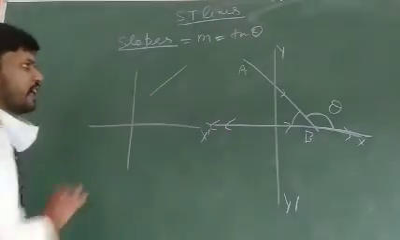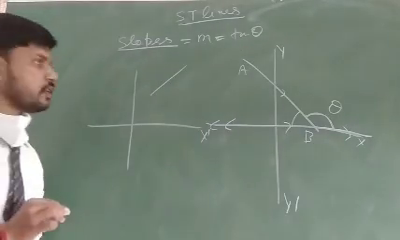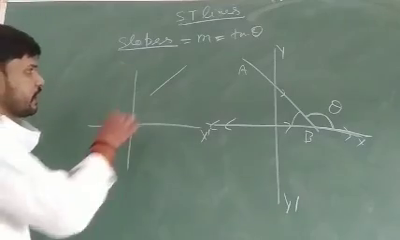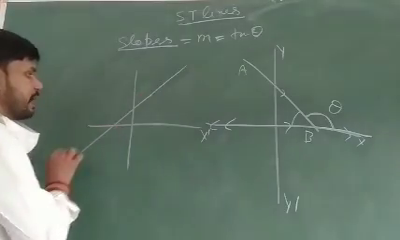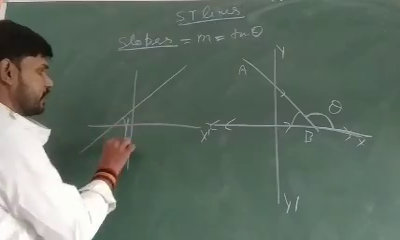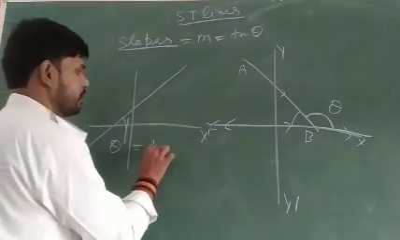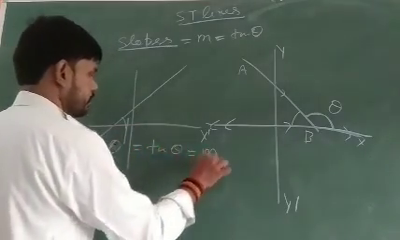The slope can be found with a different figure. Suppose any line is there and this line goes like this. Then how will you find tan theta? You will just produce this line towards the backward side, and this angle will be theta. And tan theta will give its slope.